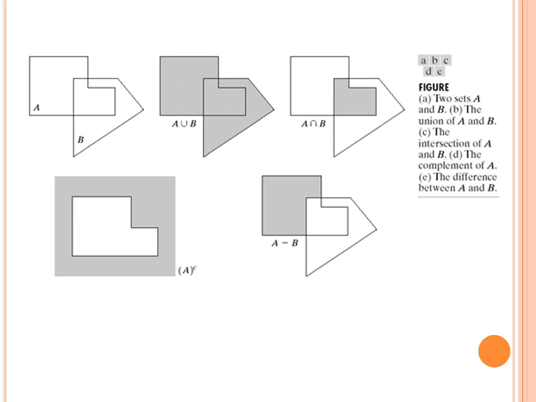This figure shows various set operations performed on two images A and B. The two images A and B are shown in the first figure A. Then in figure B, A union B operation is shown. Figure C shows A intersection B, then figure D shows A complement, whereas figure E shows the difference between two images A and B.